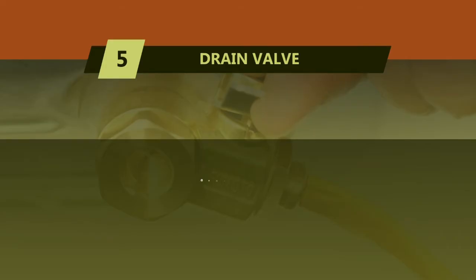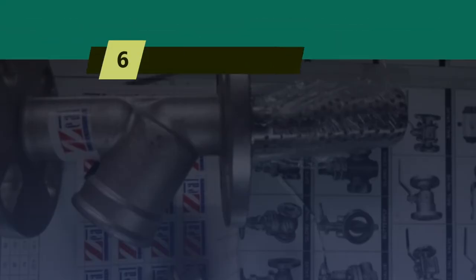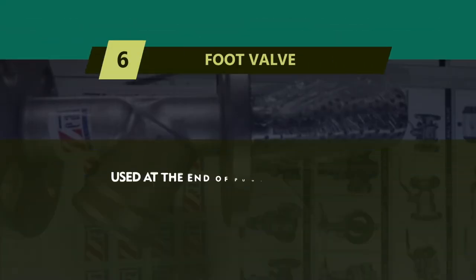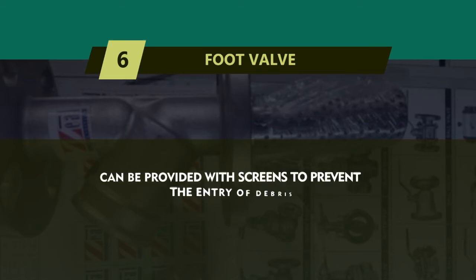Because they are provided at the lowest point in the network, the water will flow out by gravity. In general, the drain valves are about 1/3 the size of the main pipeline. Another type of valves are foot valves. These are provided at the end of pump suction pipes. They prevent the entry of debris into the pumping system and they prevent the backflow from the pumping system. Generally, they are provided with screens to ensure that any debris is unable to enter our pipeline.